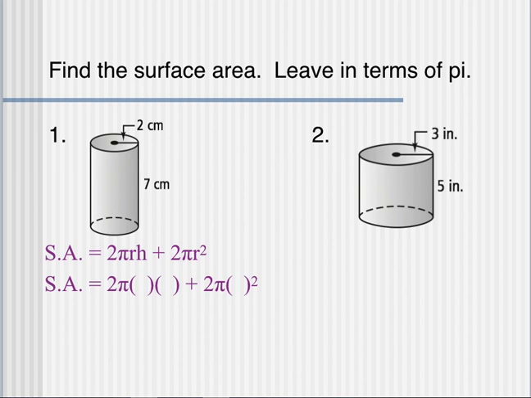Find the surface area. Leave in terms of pi. So first write down your surface area formula, 2 pi rh plus 2 pi r squared. Then you want to plug in what the r and the h are into that formula. So the r is the radius. If you look at the radius of the base here, it's 2. So that would plug in two places. It would place the r here and the r here. And then the h, the height of the whole cylinder, is 7.